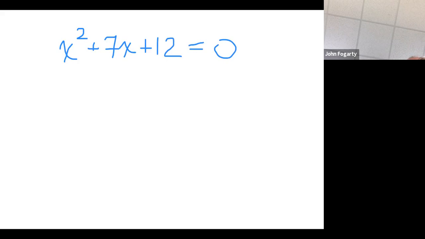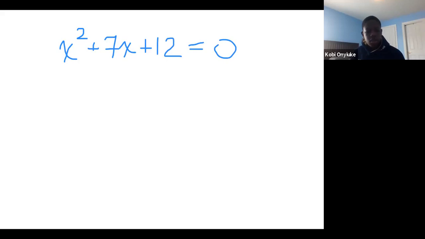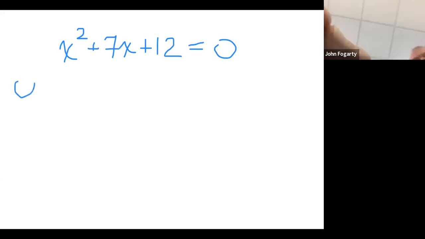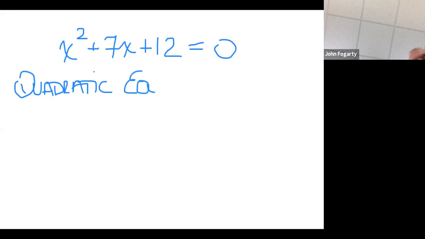What do you call anything that has an equal sign in it? Equation. Yeah, this is what we call a quadratic equation. This one here specifically is a quadratic equation. It's a type of polynomial equation.